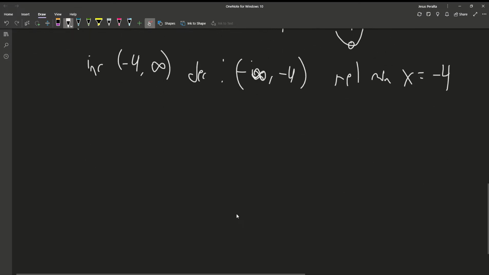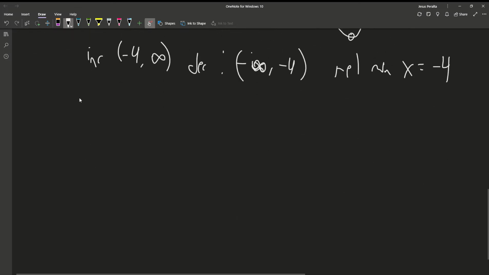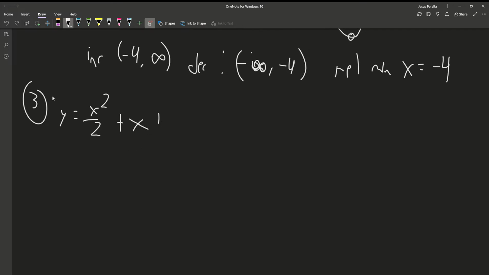Next on to number 3. For number 3, we have y is equal to x squared over 2 plus x minus, that looks like a y. I said minus, not plus, minus 9 over 2.